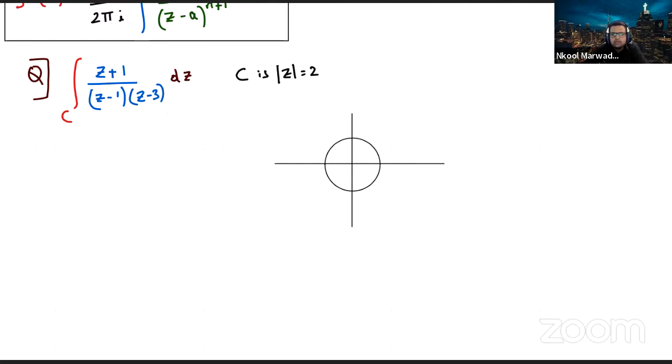So here, this is the center, and since the radius is 2, this point will be plus 2, this point will be minus 2. And this is important because we will be able to simplify this function. How? Let us see that. Now, here we have to analyze at z equal to 1 and z equal to 3.